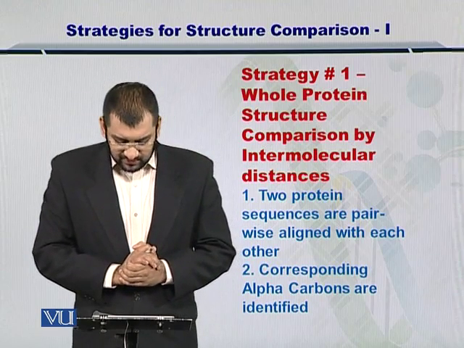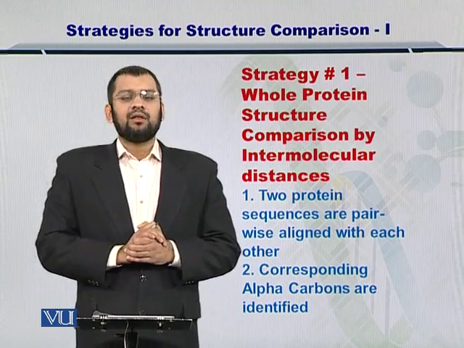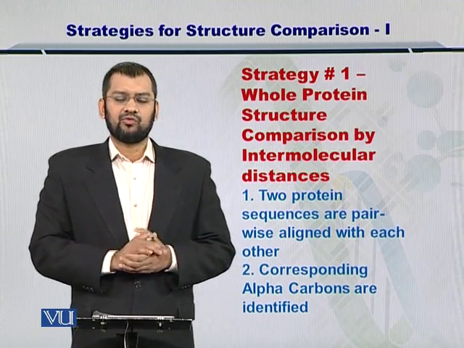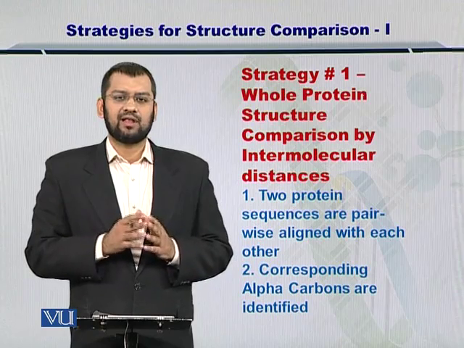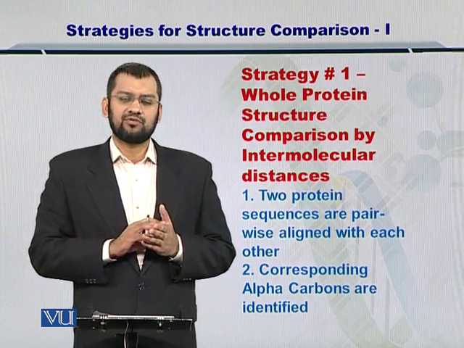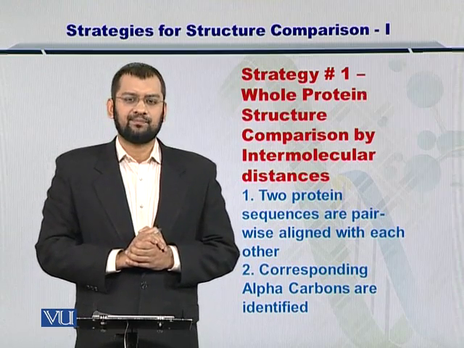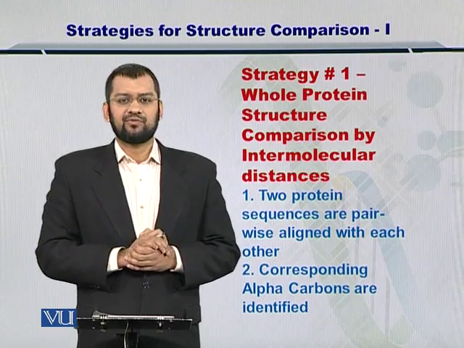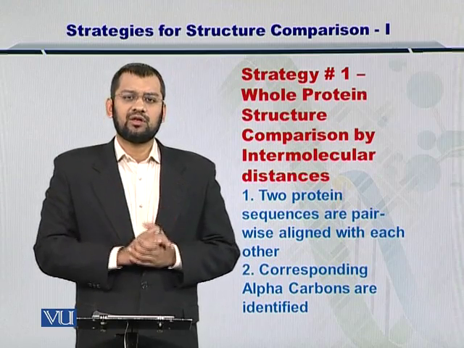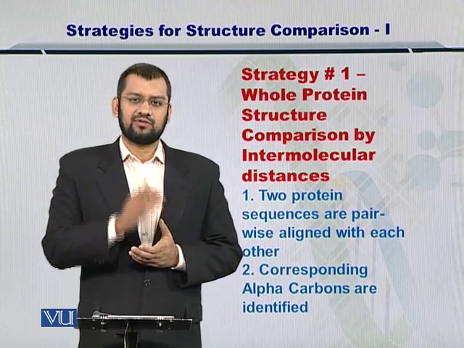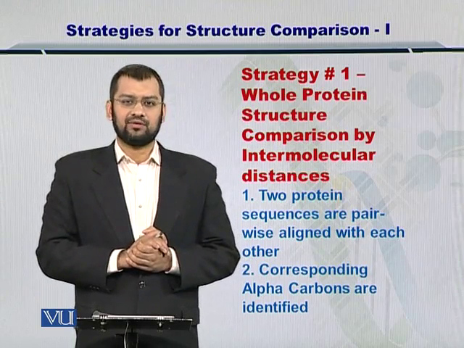So the first step in this is that you have to do pairwise sequence alignment. If you do pairwise sequence alignment, then you will be able to see which alpha carbons correspond to which alpha carbons in the other protein. Of course, there may be gaps and mismatches, so you can ignore those amino acids or the alpha carbons that are involved in those amino acids.